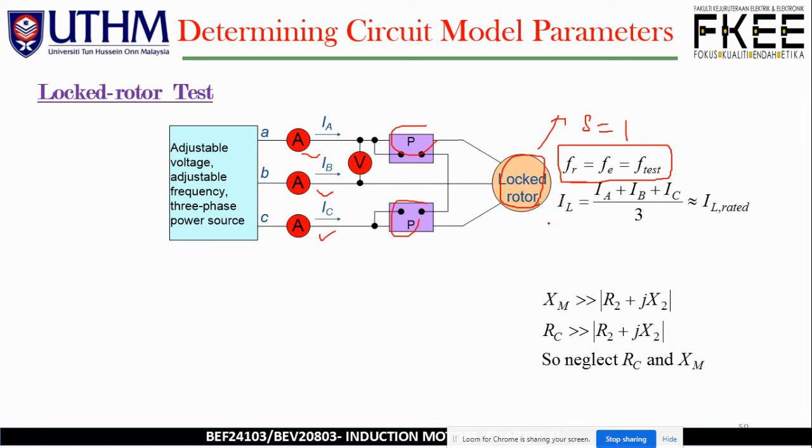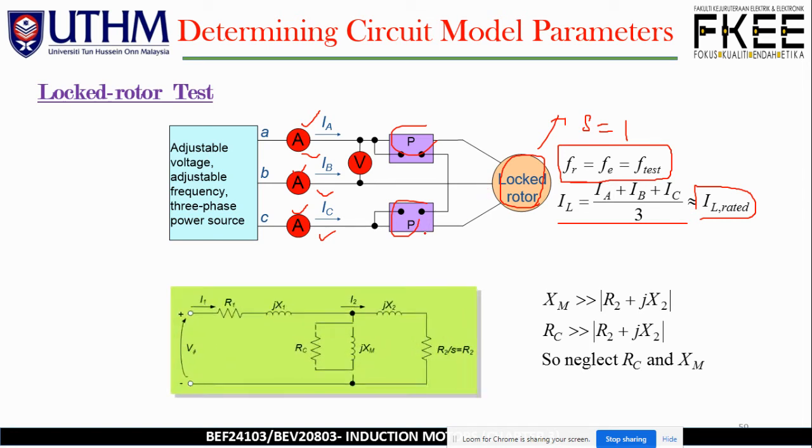So what happened to IL? IL is approximately equal to IL rated. So we have (IA plus IB plus IC) over 3, measured from this ammeter, giving us the values of IA, IB, IC. So divide by 3 in order to get the IL rated.